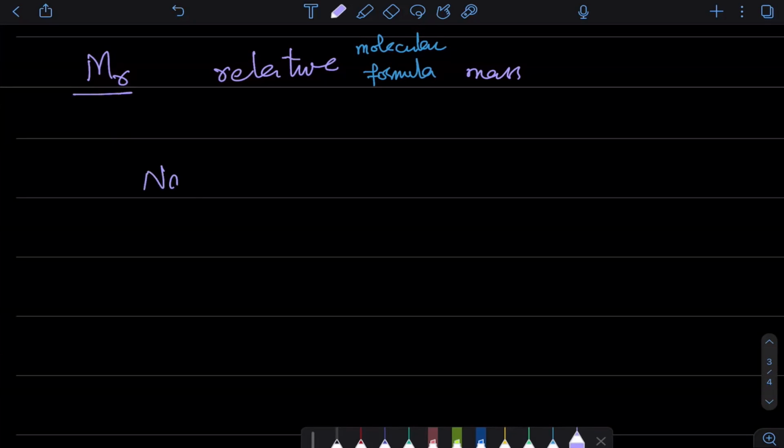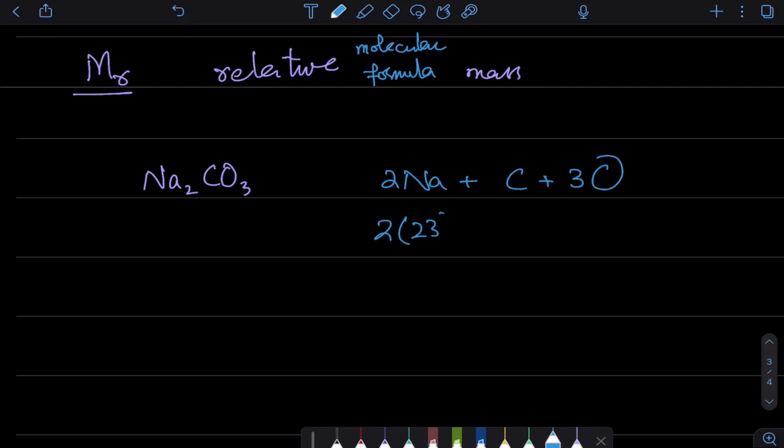So Na2CO3, for example. I'm going to make a list of this. So 2Na plus C plus 3 oxygen. So 2 times 23 plus 12 plus 3 times 16. Okay, so these numbers, I'm getting them from the periodic table. In O levels and IGCSE, we use values where only chlorine's 35.5 is given to 1 decimal place, and everything else we use as whole numbers.